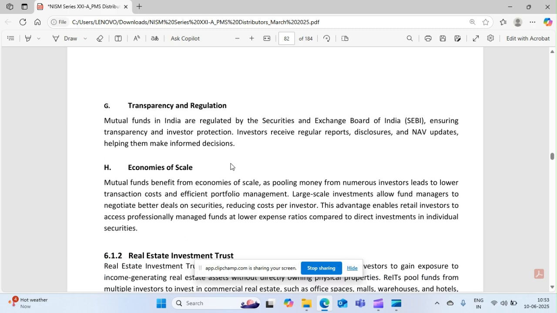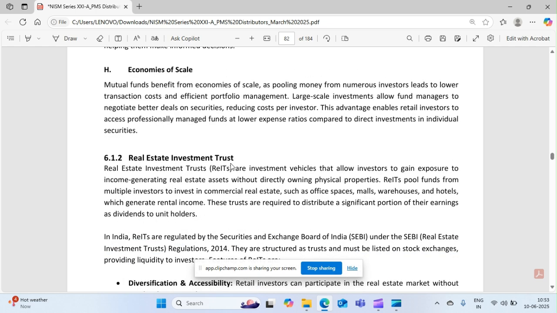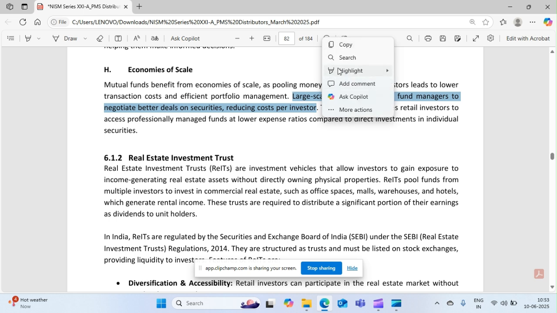They are transparent because they are using investors' money. They have to do multiple disclosures, right? And they are also regulated by SEBI. And the last point, which is very relevant, is economies of scale. So when you operate at a large level, you have economies of scale. The cost is less because with the same resources you can manage more funds, right? So large scale investments allow fund managers to negotiate better deals on securities, reducing cost per investor. That is the point that I was trying to highlight even earlier.